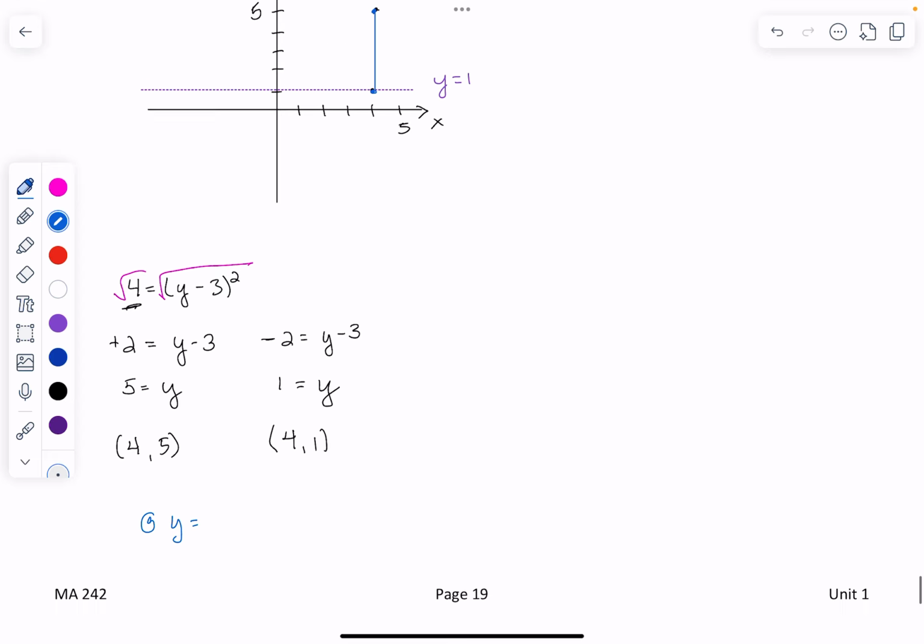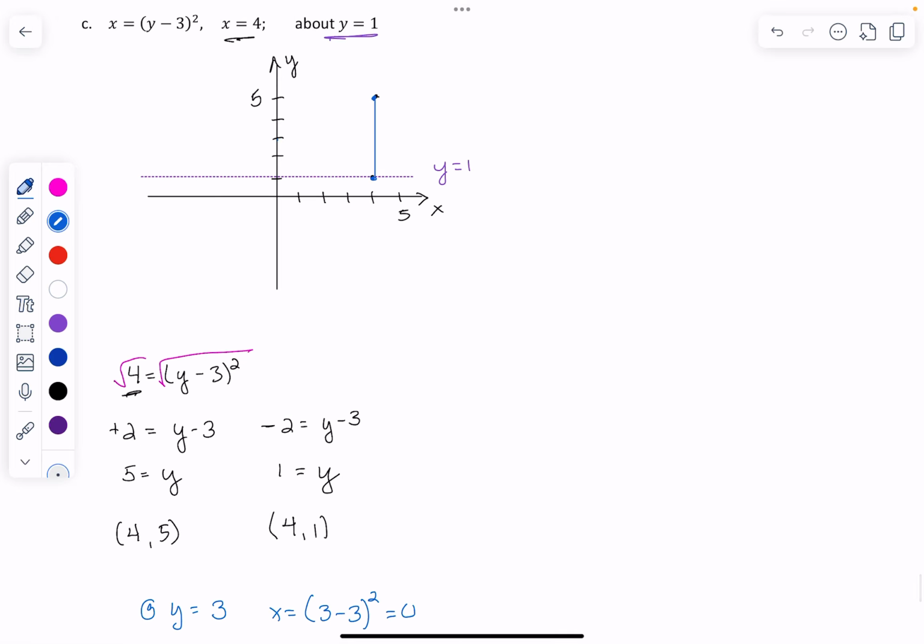We have 1 and 5, so let's pick 3. Then we know that x is equal to 3 minus 3 squared, and that's just equal to 0. So we have a point at (0, 3) for that quadratic. Right, so I have a point right here. That's actually my vertex there.